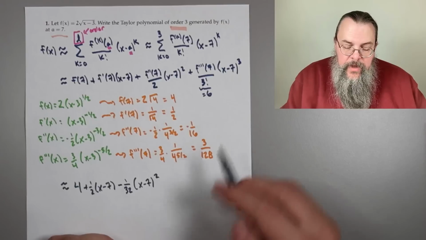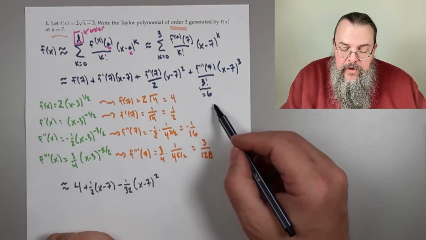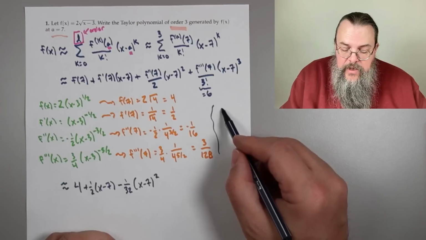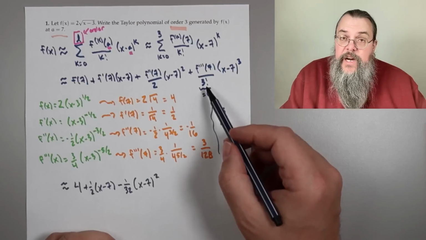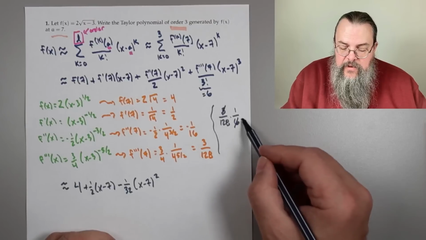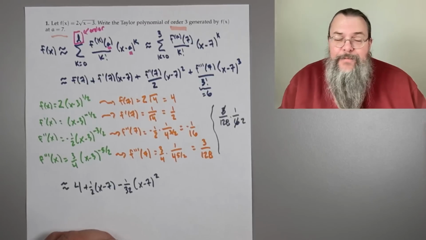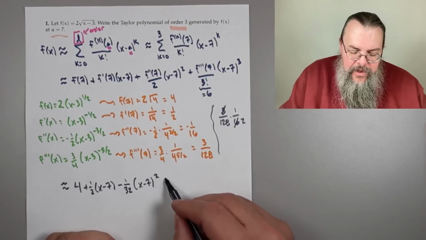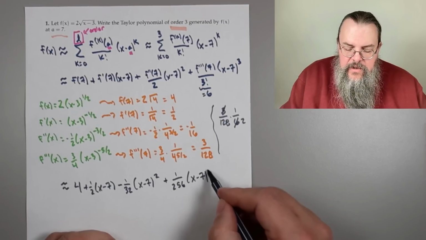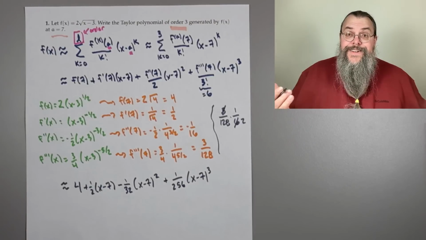All right. Then we have plus, and well, what do we have? Well, okay, maybe we'll do a little computation on the side. We have f triple prime of 7 is 3 over 128, and we're dividing by 3 factorial, so that's 1 over 6. Well, of course, we can cancel a factor of 3, and then we have 128 times 2, 256, powers of 2. We love our powers of 2. So plus 1 over 256 x minus 7 cubed. And because we're third order, that's where we're stopping. And we're done. That's it.